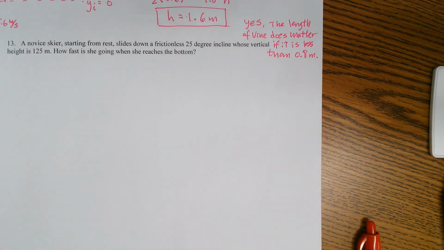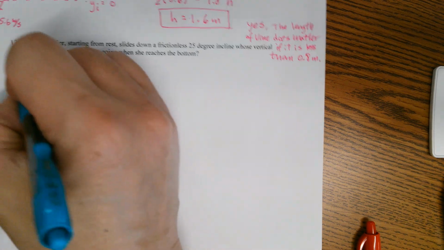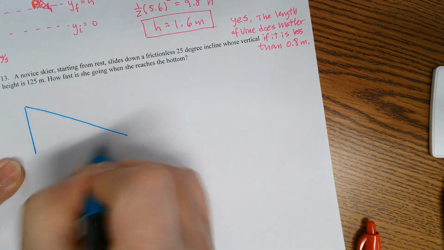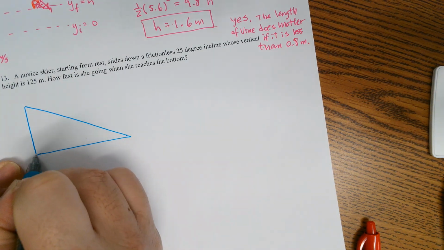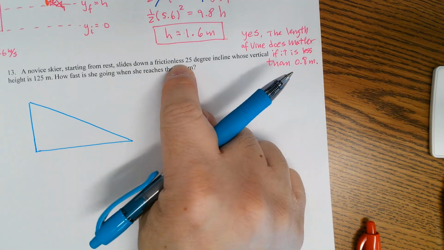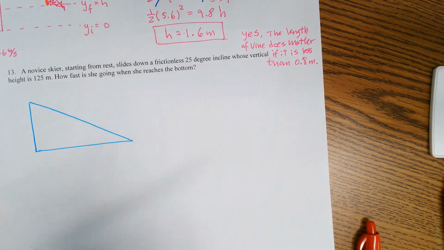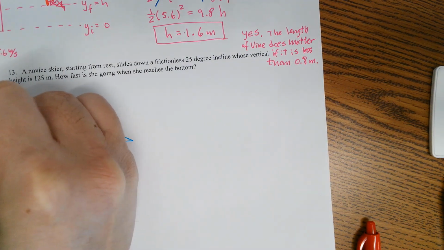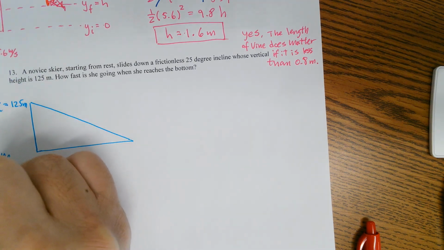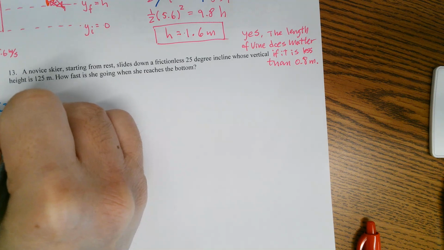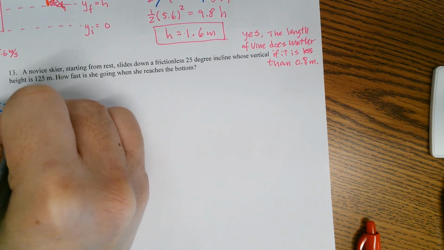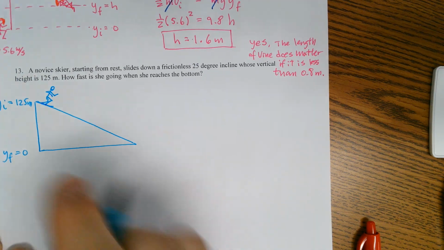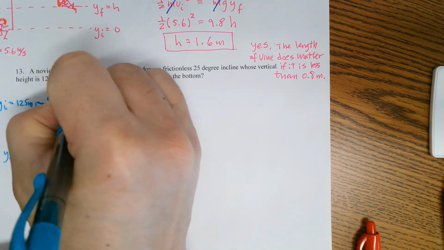All right, next. A novice skier, starting from rest, slides down a frictionless 25-degree incline, because it's all very icy. It's probably the Poconos. Poconos is always icy. So here, y initial is 125 meters and y final is equal to 0. And the skier starts from rest and skis down, so initial velocity is 0.